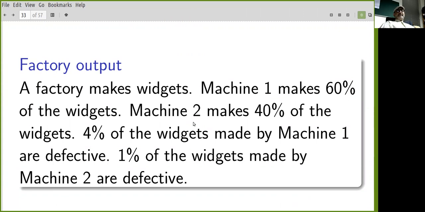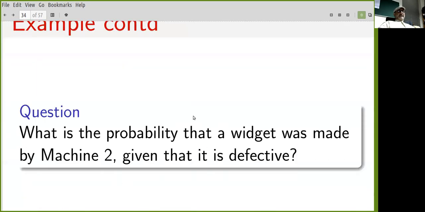Here's an example of ideas that are used in sampling. Let's say a factory makes widgets, and there are two machines in the widget factory. Machine 1 makes 60% of the widgets. Machine 2 makes 40% of the widgets. 4% of the widgets made by machine 1 are defective. 1% of the widgets made by machine 2 are defective. I want to know what is the probability that a widget was made by machine 2 given that it was defective.